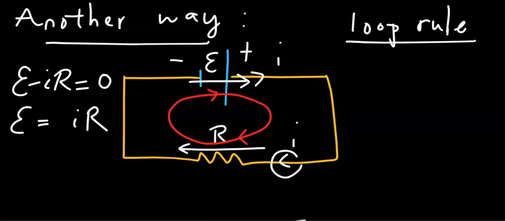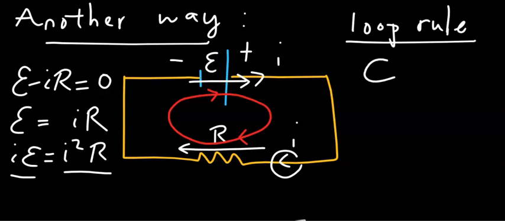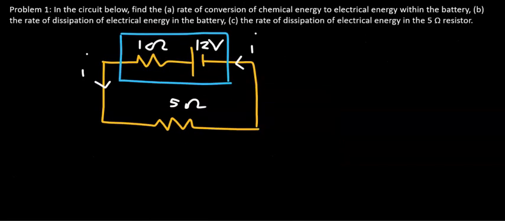Now let's multiply both sides of this equation by I, giving I E on the left, and the right side will become I squared R. So you see power delivered by the battery equals power dissipated or delivered to the resistor, which is the result that we have obtained a few minutes ago. And you see how the loop rule is consistent with the conservation of energy law. Let's look at the following problem.